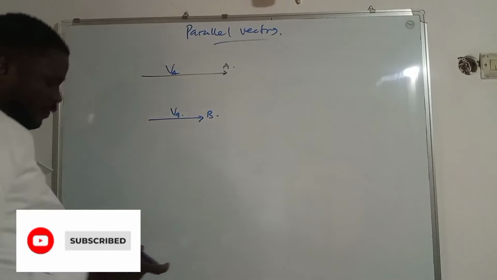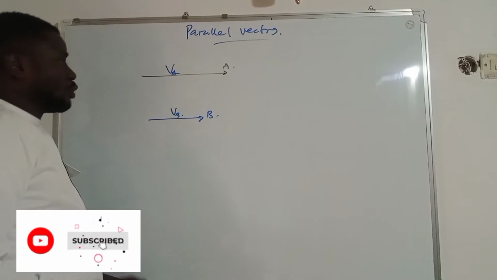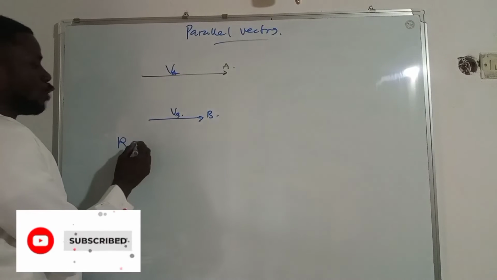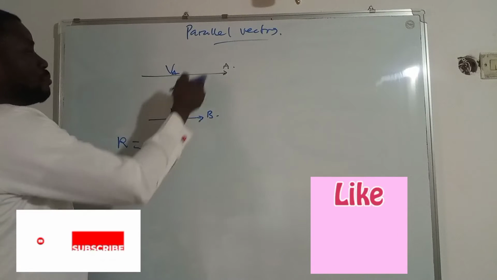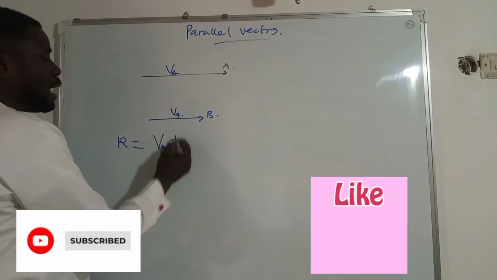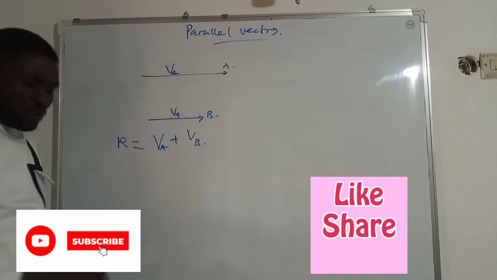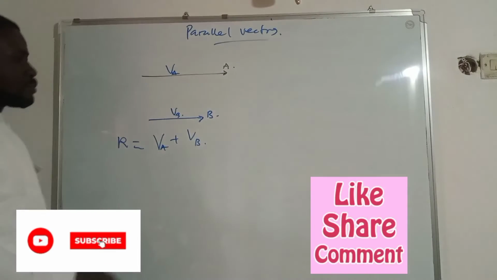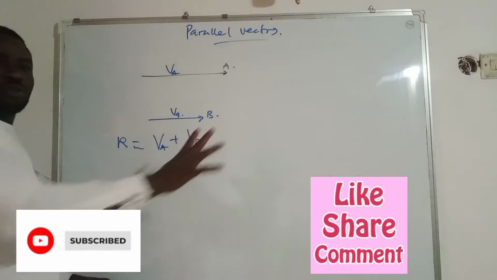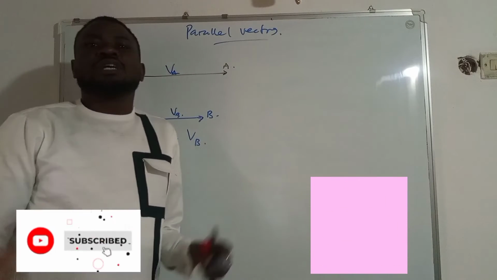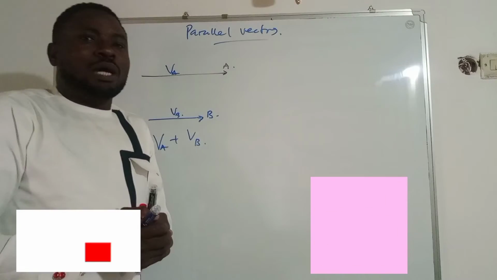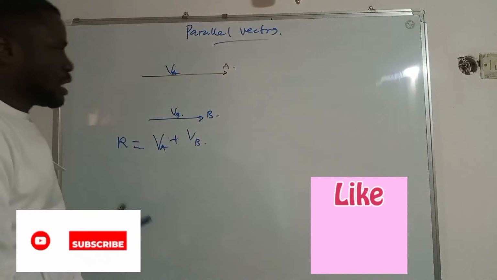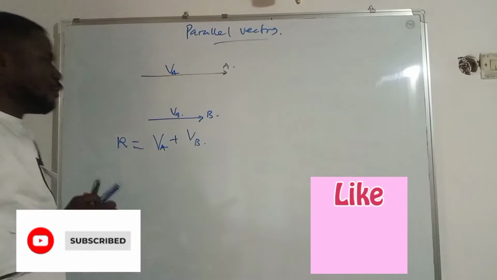And you're asked to find the resultant vector. Please, I need you to know that the resultant is always equal to the sum of the magnitude of vector A and that of what? The magnitude of vector B. So you need to know this. Generally, for parallel vectors, for you to get the resultant, you simply add the two magnitudes. After that, the next thing you need to do is to ask yourself, what are the directions of these vectors?